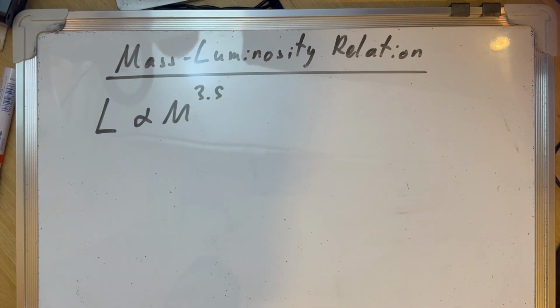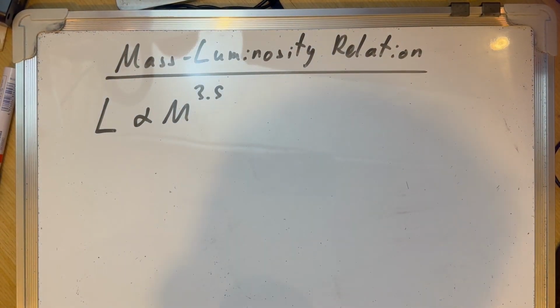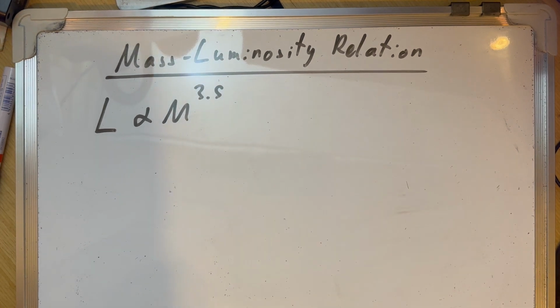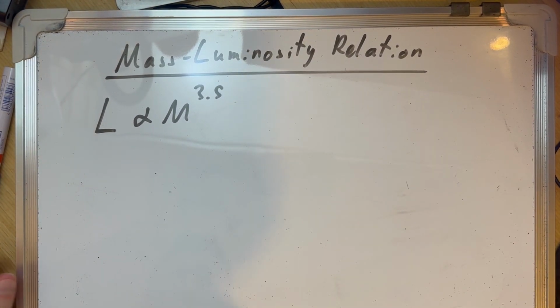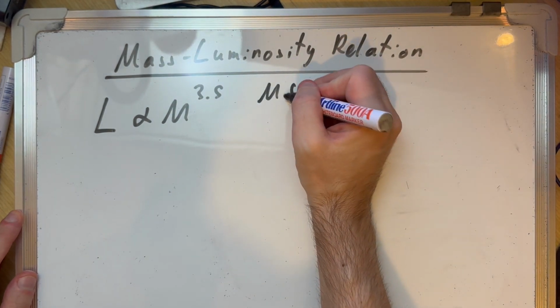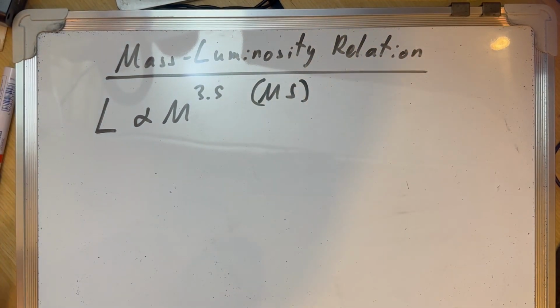There's not much algebra in D2, although there's a lot of stuff. But only 2 bullet points, and one of them is this, the mass luminosity relation. L proportional to m to the 3.5. So let's give that a try. Firstly, it only applies to main sequence stars. You've just got to remember that.